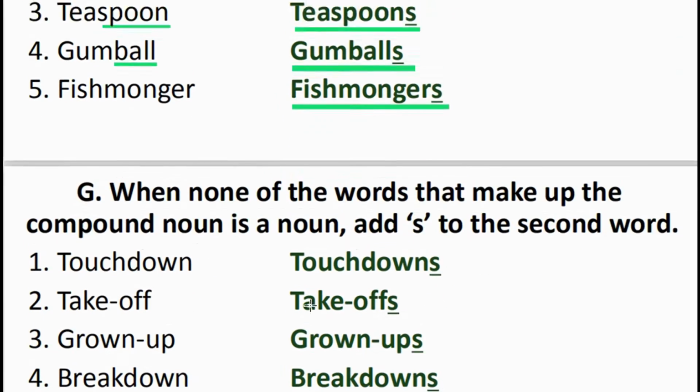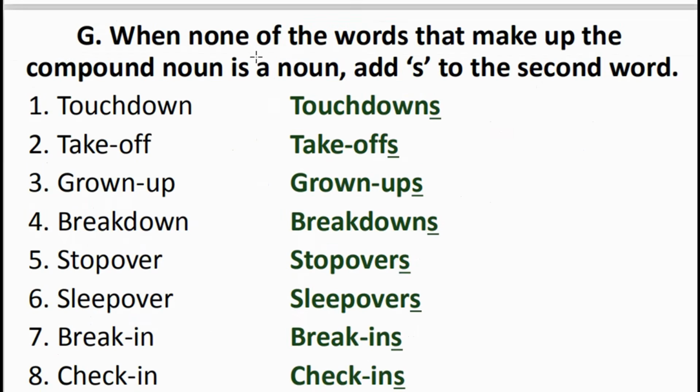The next rule says, when none of the words that make up the compound noun is a noun, add s to the second word. That is, when the two or more words that make up the compound, none of them is a noun, then the last word takes the plural marker. Touch down. Touch is a verb. Down is like a preposition or adverb. So in this case, it becomes touchdowns. Take off becomes take-offs, because none of them is a noun.